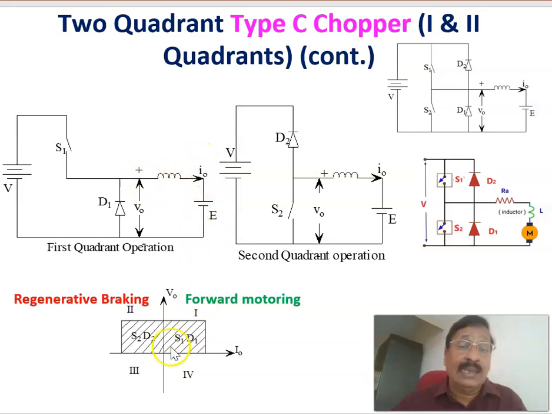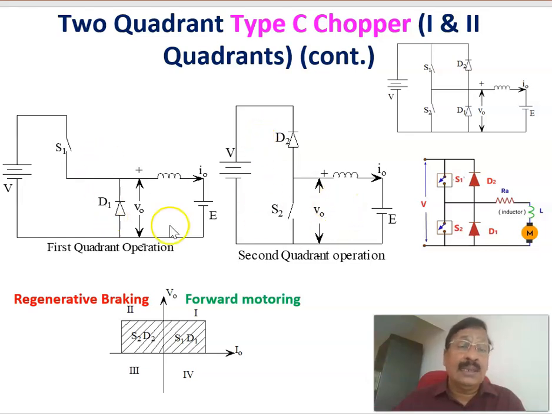Therefore, I0 is positive, and the average voltage is V when S1 is on, and 0 when S1 is off. Therefore, the average voltage is given by, as we have already derived, D times V, so the step down action is taking place in the first quadrant. In that case, the average voltage is positive, the average current is also positive, and the product voltage into current is positive, or in mechanical quantities, T is positive. This is the torque axis, and this is the omega m axis. T into omega m is positive, meaning the mechanical output power is positive, the electrical power is converted into mechanical power. That is called forward motoring operation, the first quadrant operation.